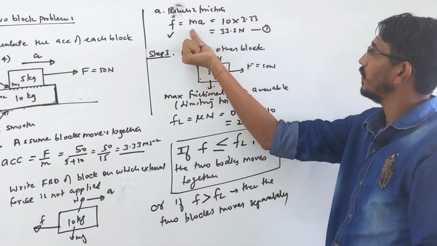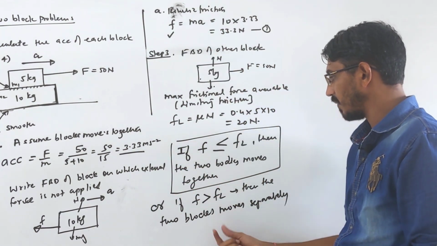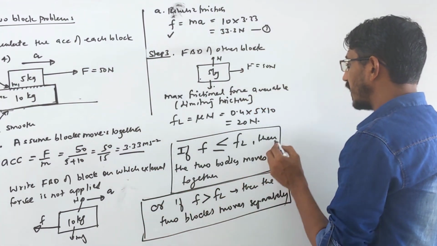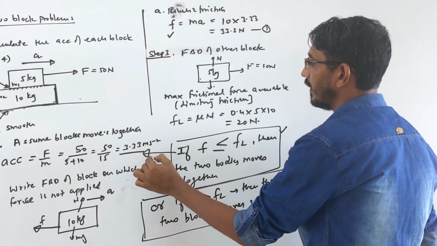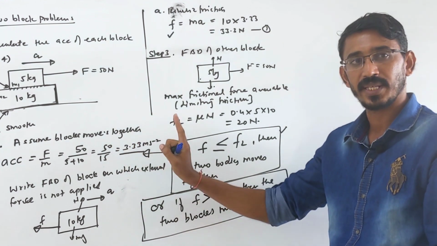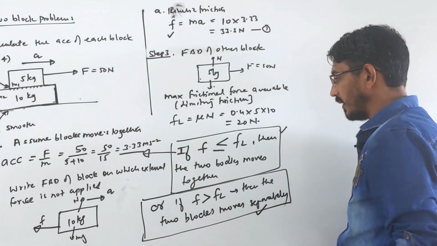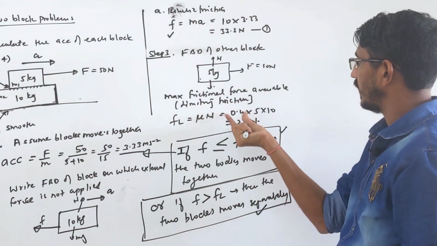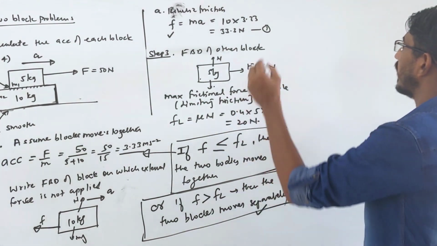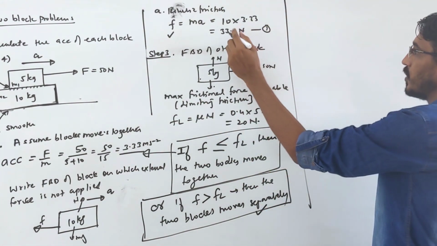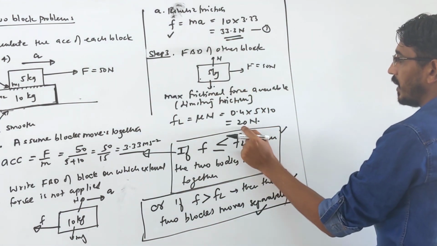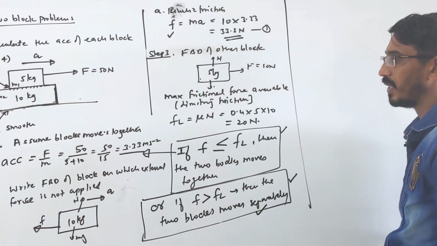But if this frictional force is more than that or equal, then this condition will be applied. Now you have to calculate individual acceleration. Suppose this condition is satisfied, then the two blocks move together, the acceleration of the two blocks will be the same, and that's the answer here itself. But if the frictional force is more than the limiting frictional force, then you have to calculate acceleration separately. In this question, the kinetic friction is more than the limiting, so this condition is satisfied.